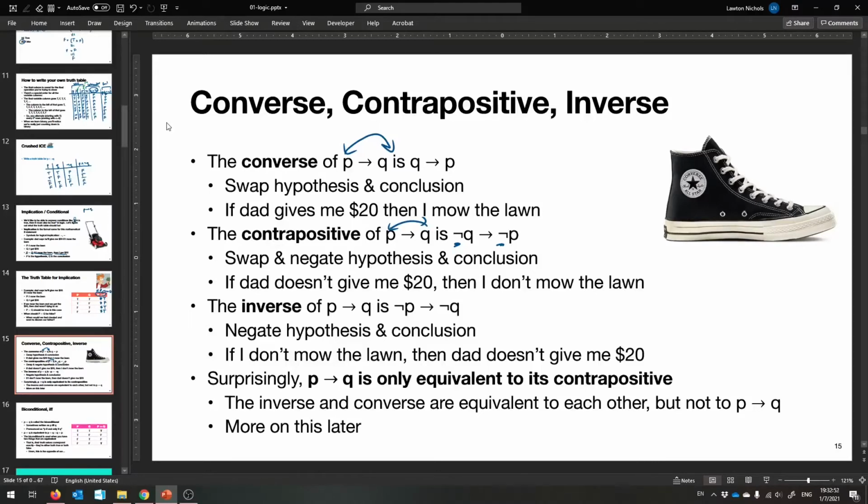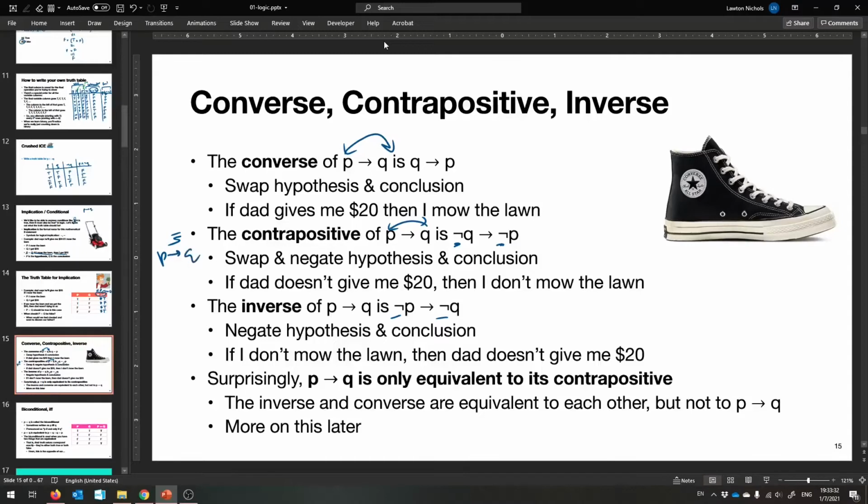So that's the contrapositive. So if Dad doesn't give me $20, then I don't mow the lawn, is how you can think about it. And then finally, the inverse of P arrow Q is not P implies not Q, or if not P, then not Q. So you negate the hypothesis and the conclusion, but you don't swap them. In our example, it's saying, well, if I don't mow the lawn, then Dad doesn't give me $20.